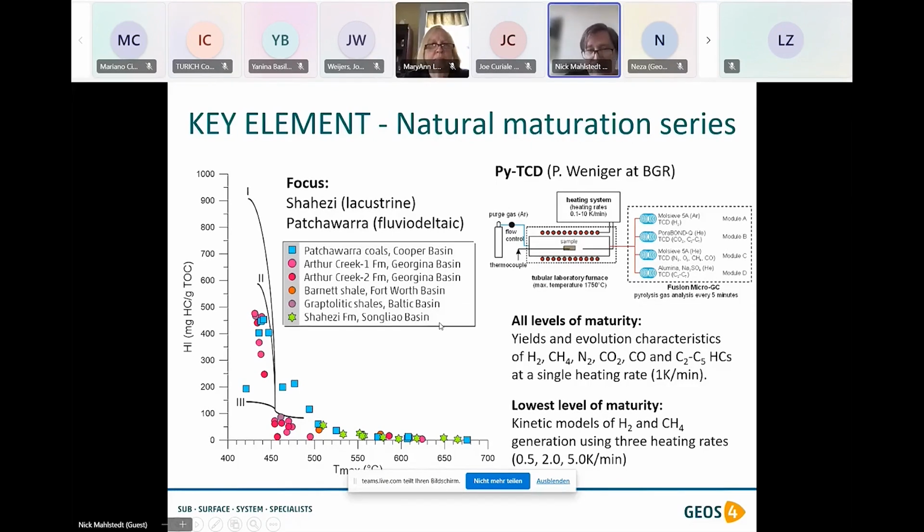So it is really important to look into natural maturity series because we need the yields or the evolution of gases from samples from all levels of maturity to verify or calibrate the findings or the kinetic models we built for the hydrogen and methane generation using samples of lowest level of maturity. Because during especially open pyrolysis, not all the chemical reactions taking place under natural conditions can be truly simulated.